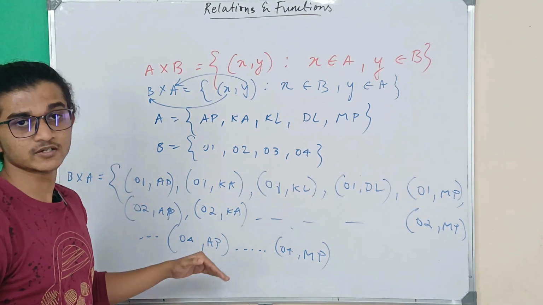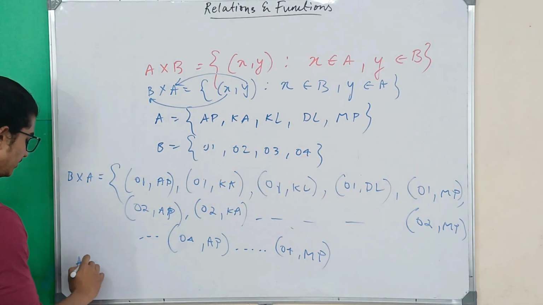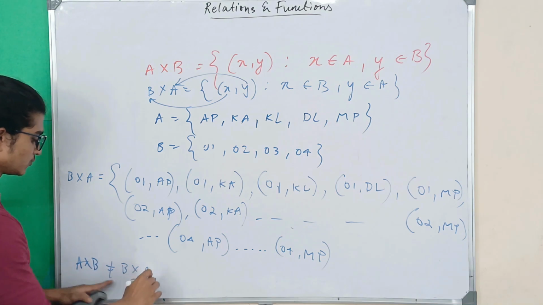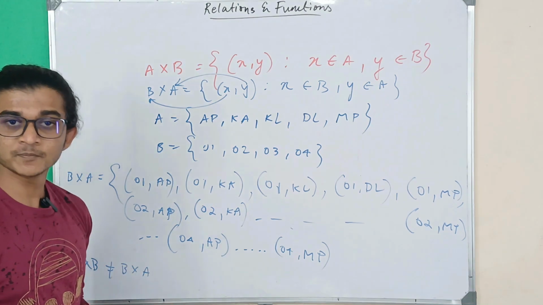One thing you observed here is that A cross B is not equal to B cross A. Most of the time these two are not equal because the ordered pair matters.